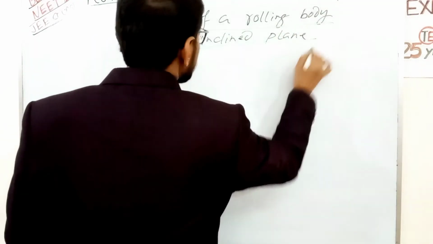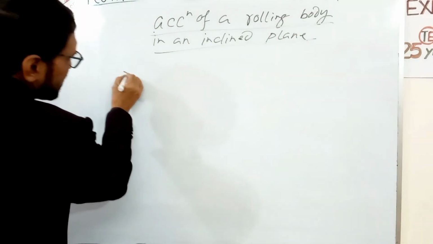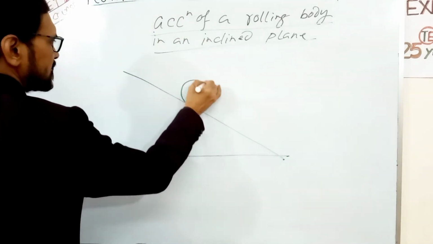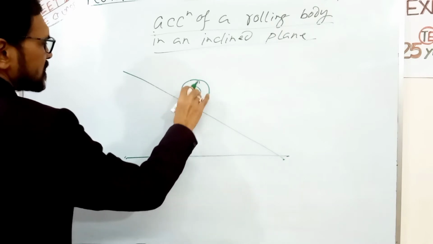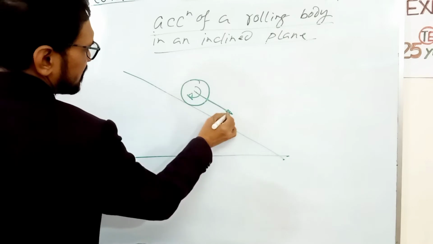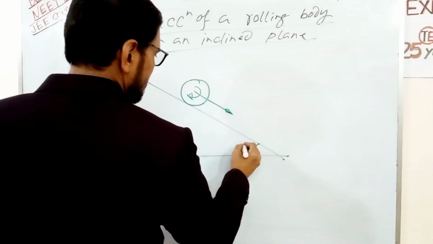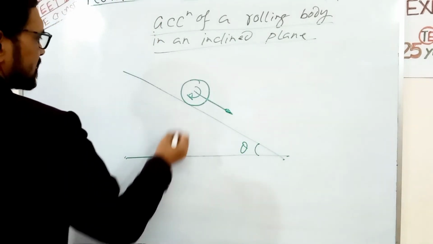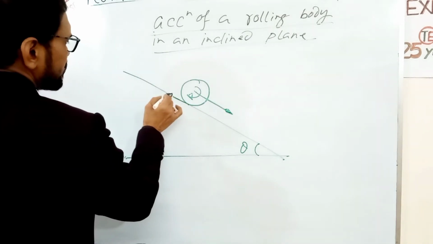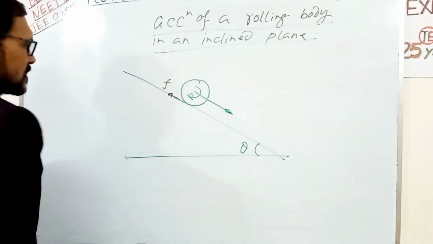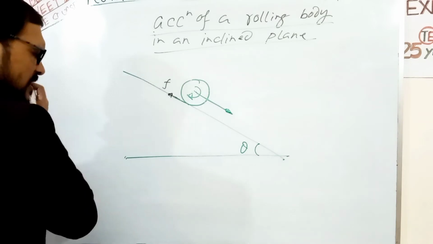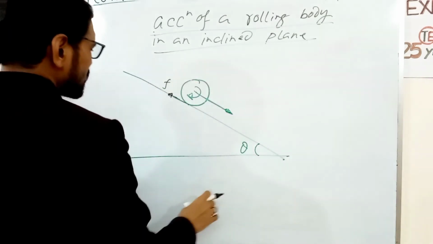A rolling body on an inclined plane. Suppose this is an inclined plane, and a ball rolls, which means it moves and also it rotates. This is the rolling motion. If the angle of inclination is theta, friction is present. If there is no friction, then it cannot rotate. Due to friction, the ball, any body, rotates and also moves. So it is rolling motion.